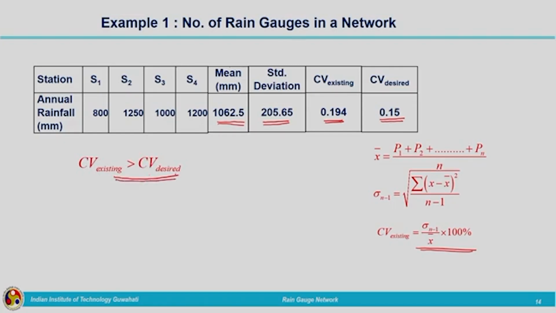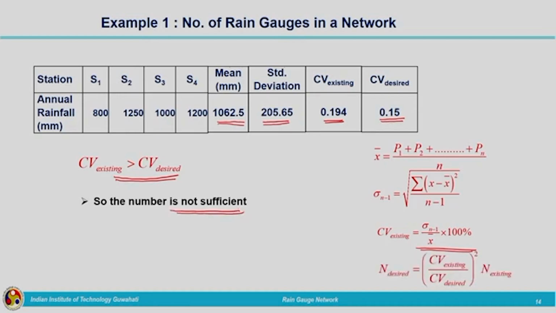So, definitely we need to provide extra rain gauges to satisfy the condition of the coefficient of variation. So, the number is not sufficient in this case. How can we calculate the desired number? N desired is given by (CV existing divided by CV desired) squared, multiplied by N existing, which is calculated to be 6.67.